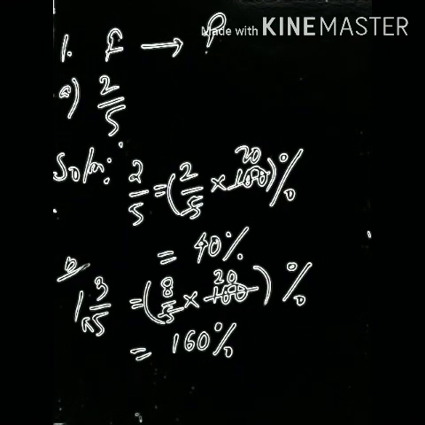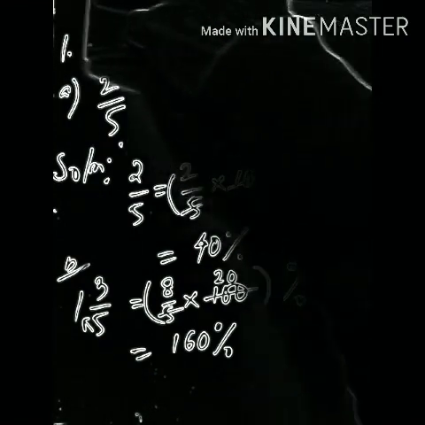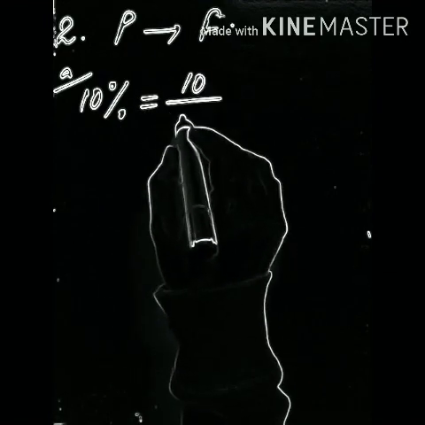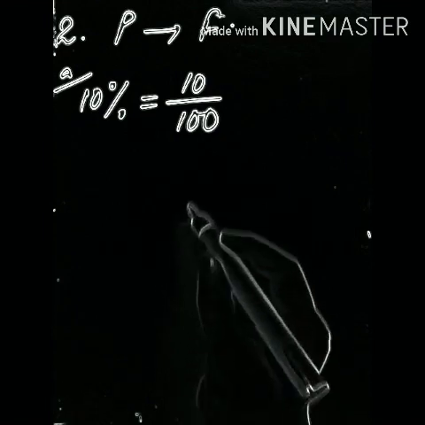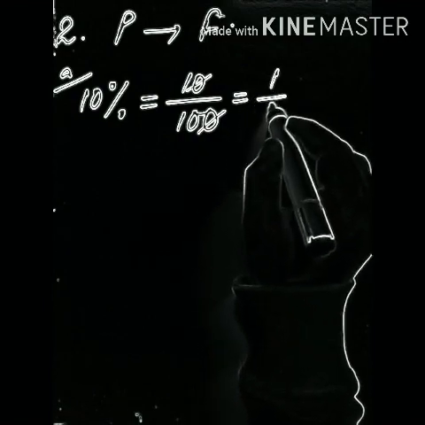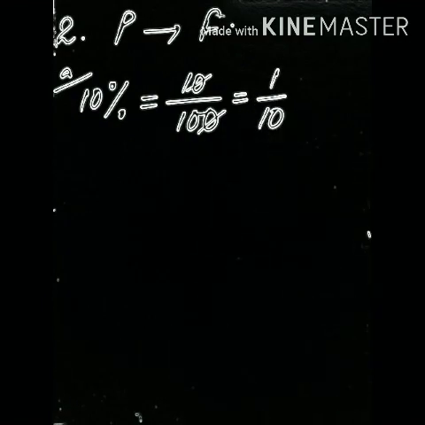In question number 2, we are going to convert percents into fractions. The first question is 10%. A. This is the solution directly. 10% means you can write 10 divided by 100. So you can cancel the 0 and 0, and now you'll get 1 by 10. Now 1 by 10 is a fraction.